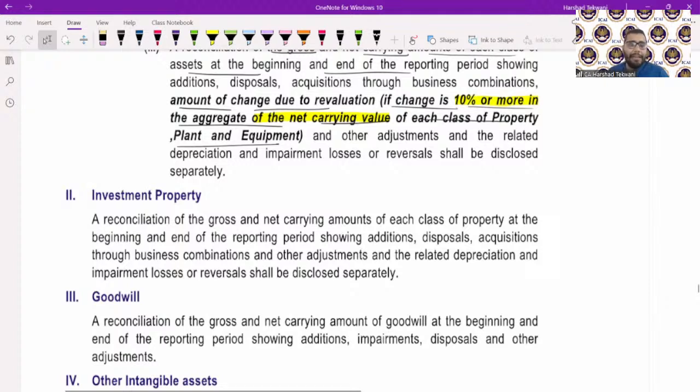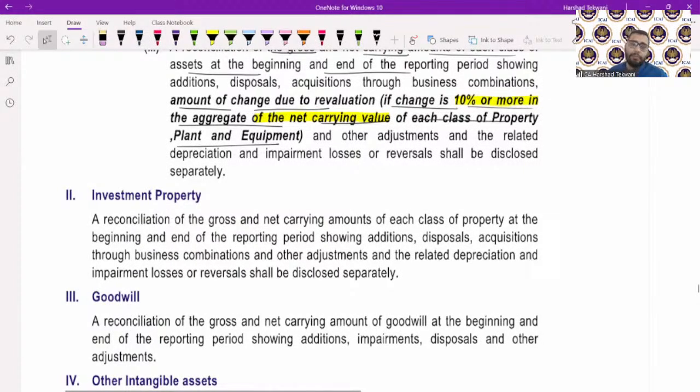Intangibles, you are required to bifurcate between brand, computer software, mastheads and publishing titles, mining rights, copyrights, patents, then recipes, formulas, license, and others. Again, same way, reconciliation of gross and net amount showing addition, disposals, and everything. Same as property, plant, and equipment. No difference.